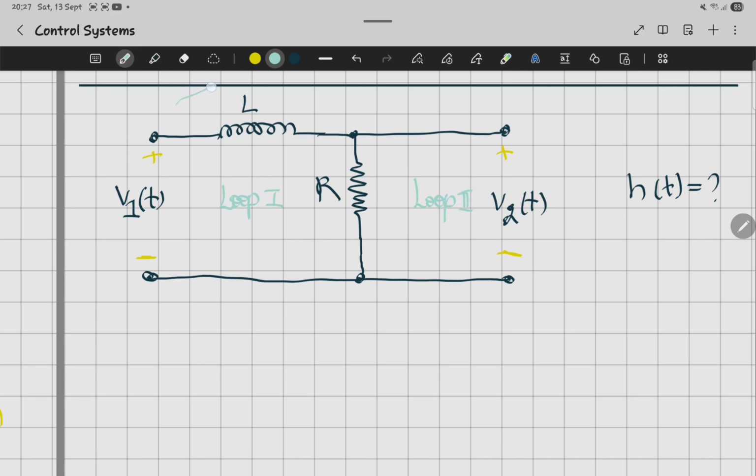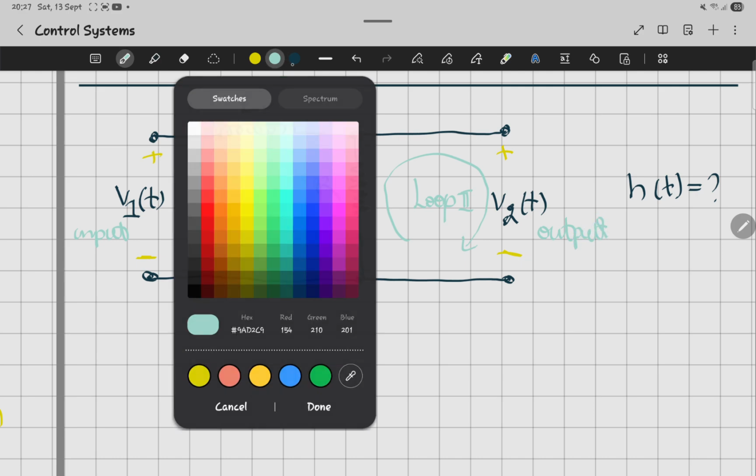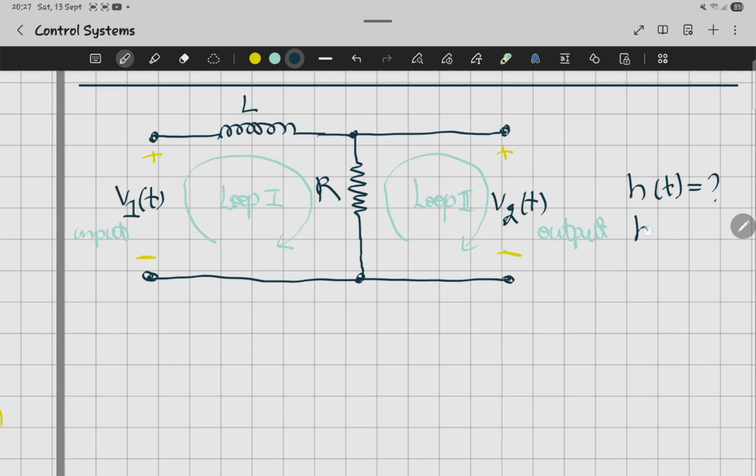There's also another loop at the back, but we're not going to consider it. We're just going to stick to the two loops that we can see. This one's the first one, and that one is the second one. This is where we have our input, v1, and this is where we get our output. And you should know that the transfer function is equal to the output over the input.